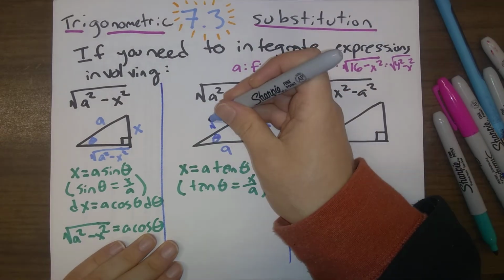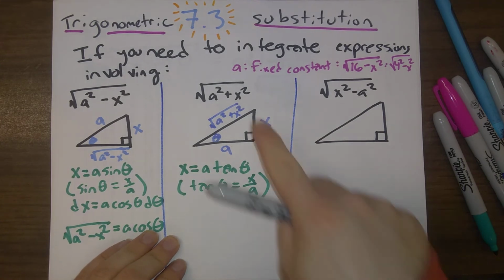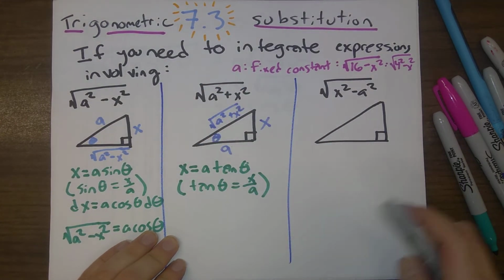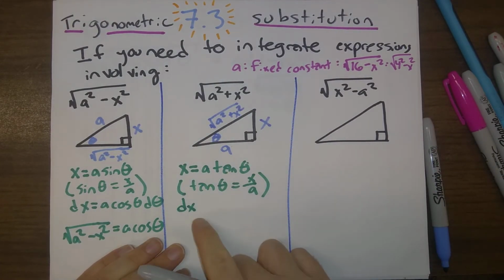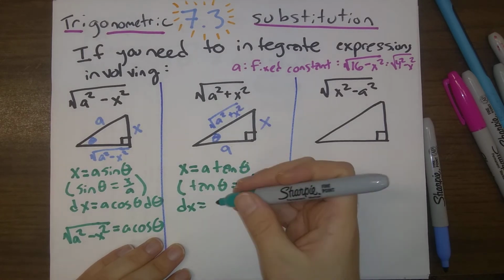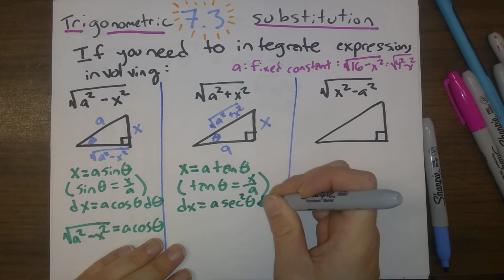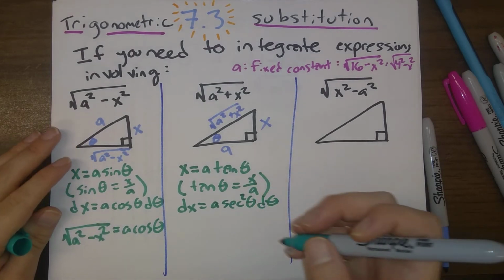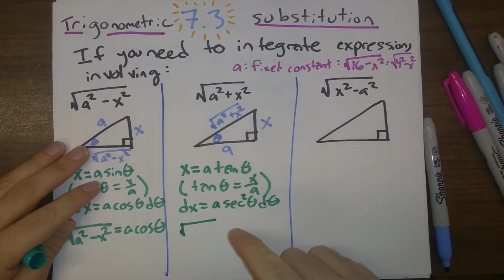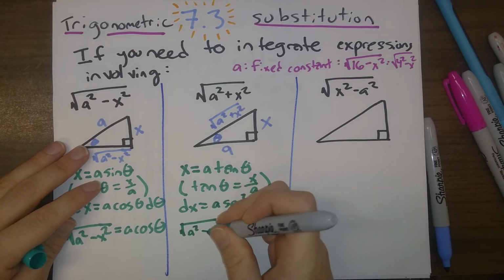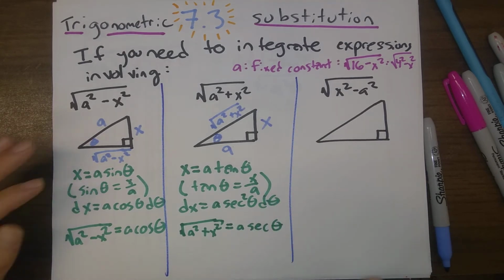And then once again, the Pythagorean theorem will say this right here is the square root of a squared plus x squared, which is exactly the quantity that we were looking for up here. So we can fill in the rest of the stuff. I guess I could have done this earlier. If x is a tangent theta, dx is a secant squared theta d theta. And then finally, crunching things out here, the square root of a squared plus x squared ends up as a times secant theta.